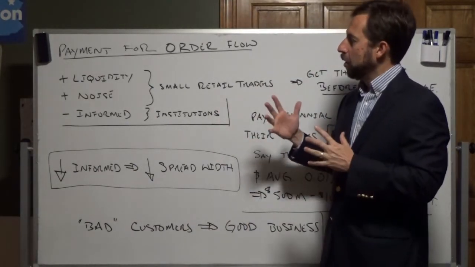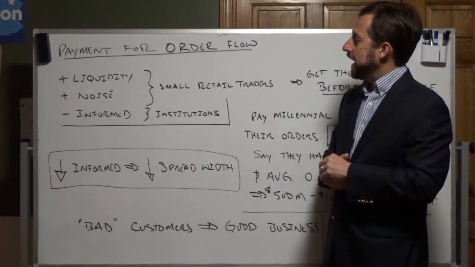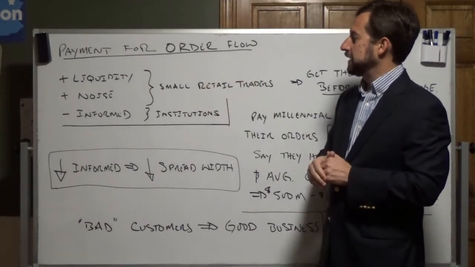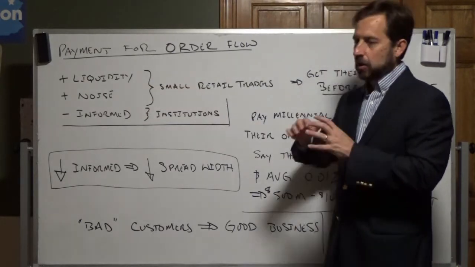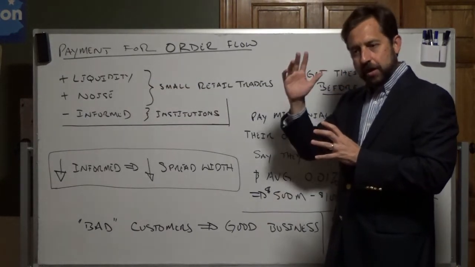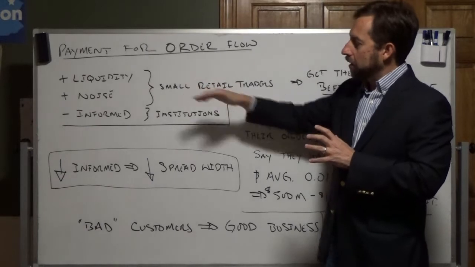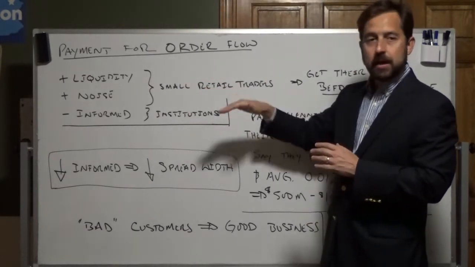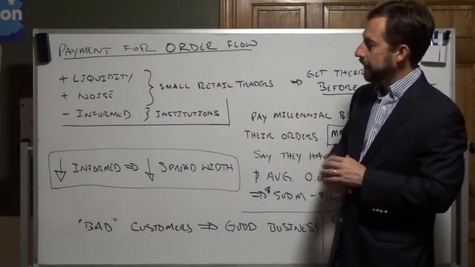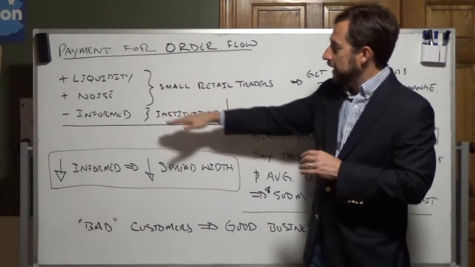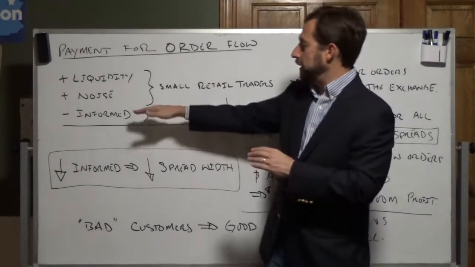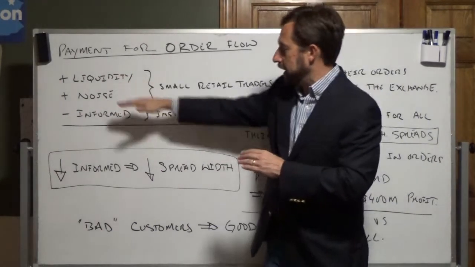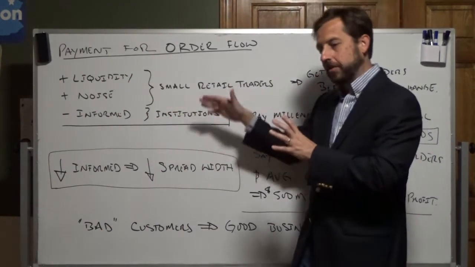And the first thing to notice is that liquidity and noise traders, small retail traders, tend to be liquidity and noise traders, right? So I can think as a market maker, well, I want to get more of liquidity, I want to get more small retail traders, right? Alternatively, institutions can be liquidity and noise, but the informed tend to be institutions.